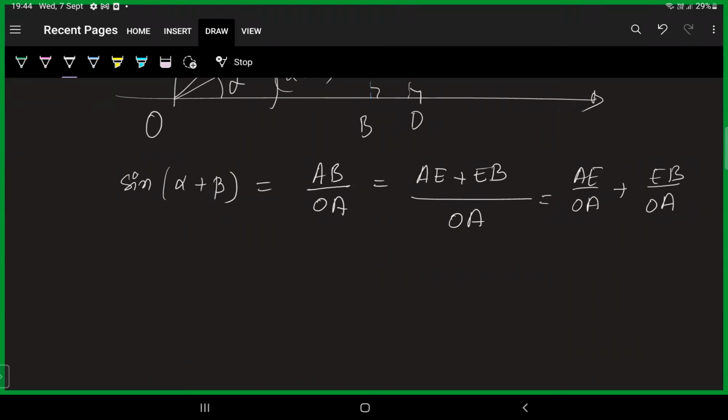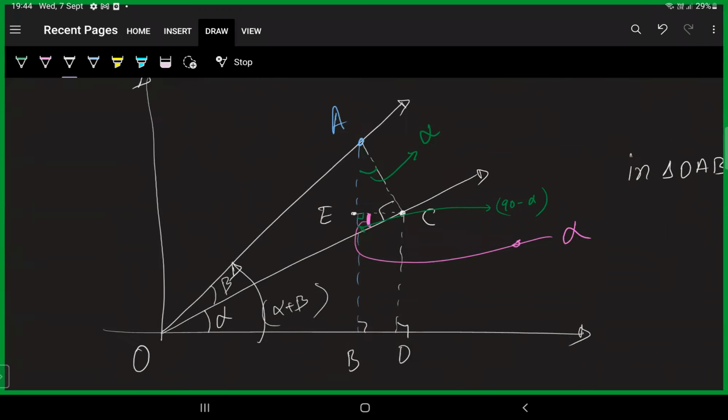Has everyone written it? Note it down, everyone. Do it fast. We have to do some problems.